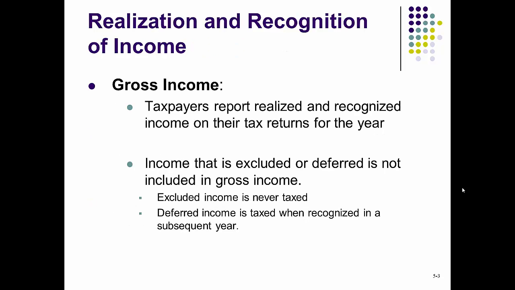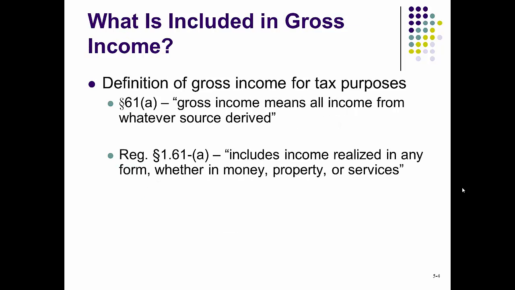Gross income. Gross income is income that taxpayers realize, recognize, and report on their tax return. What is included in the gross income? Let's look at the regulation. Reg section 1.61-A, gross income means all income from whatever source derived, unless excluded by law. Gross income includes income realized in any form, whether in money, property, or service.